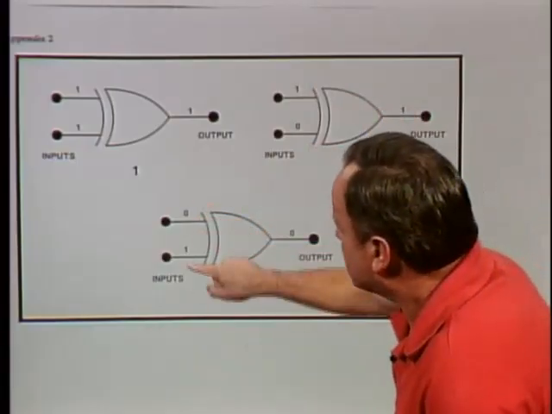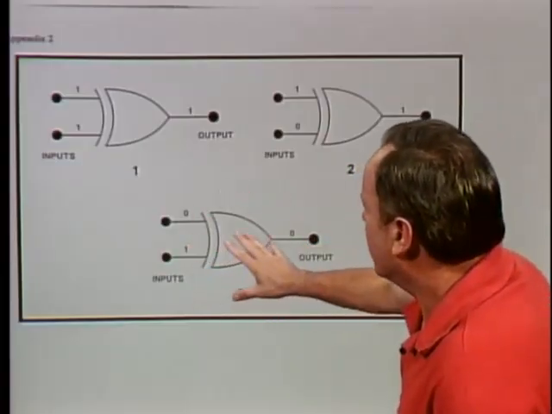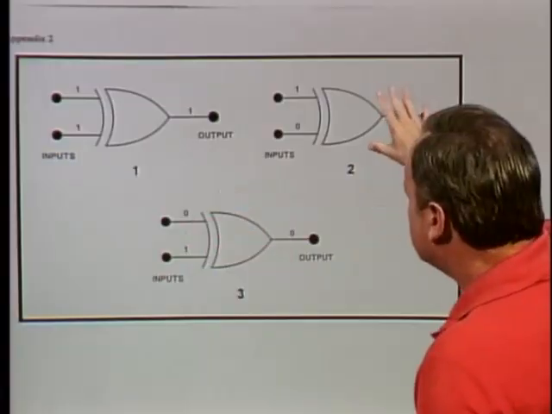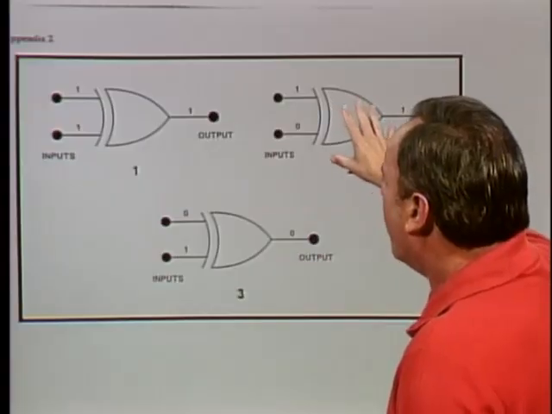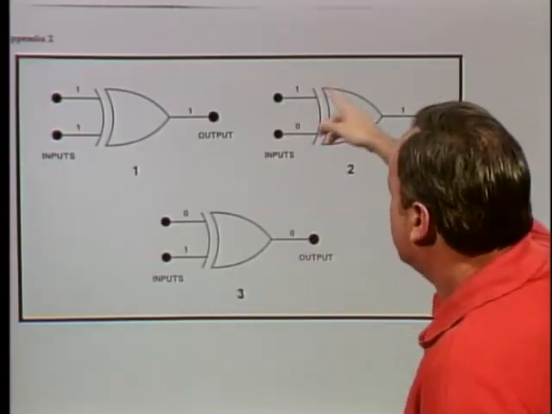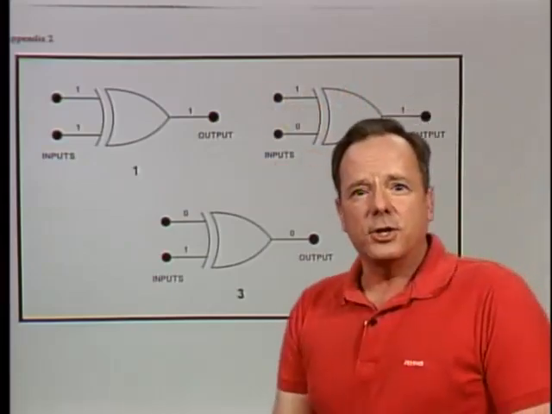Here, they disagree with each other, but the output's a 0, so that's not a properly operating exclusive OR gate. So number 2 on this figure is a properly operating exclusive OR gate. And this is basically an integrated circuit to do this, and it's just a way of conveying information.